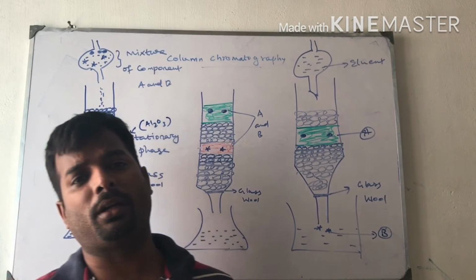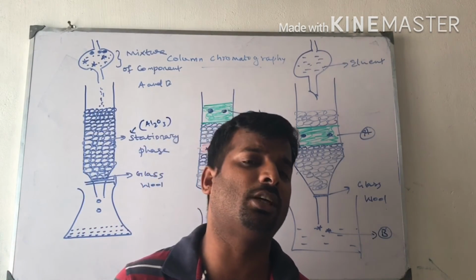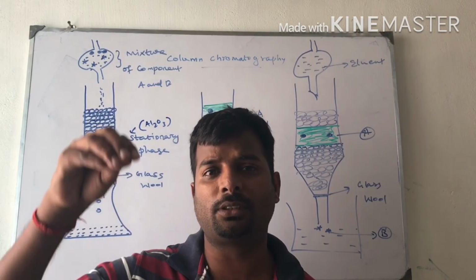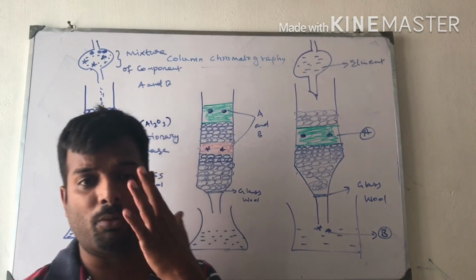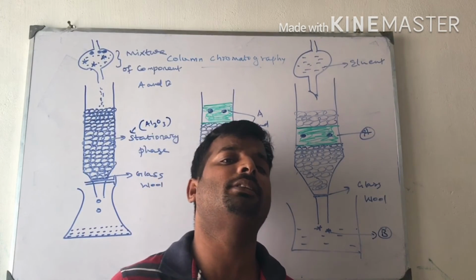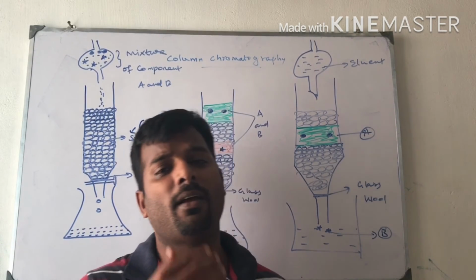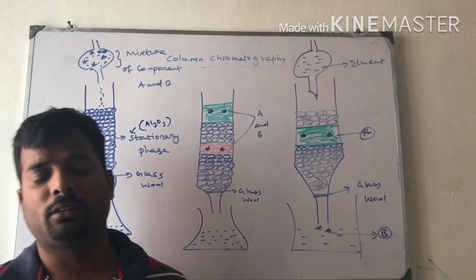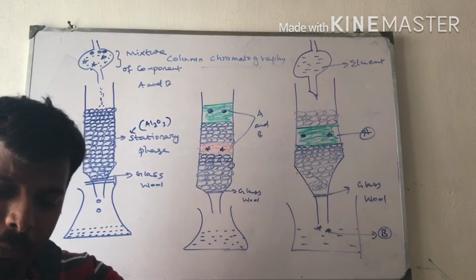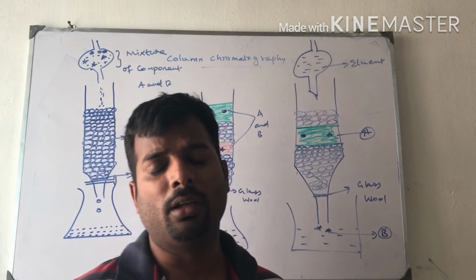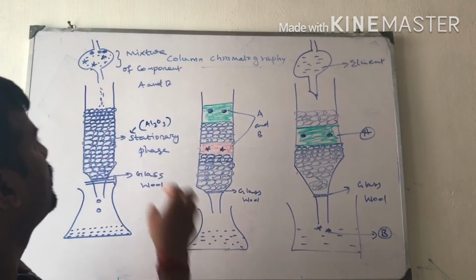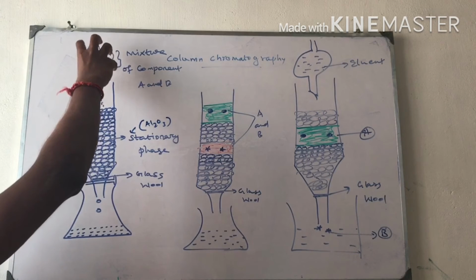Column chromatography contains one mobile phase and one stationary phase. Mobile phase means the solvent is continuously moving. Stationary phase means it is not moving, immobile. Stationary phase is made up of aluminum oxide, alumina, or silica that is pasted on the plates of the stationary phase.